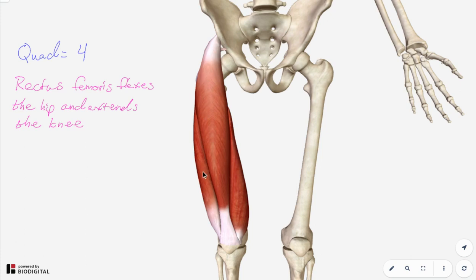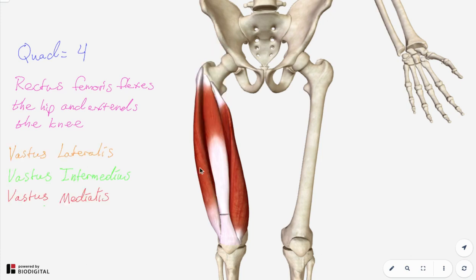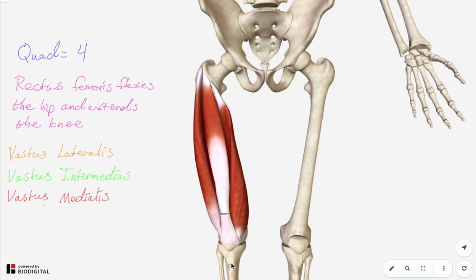both of those joints. The vastus lateralis, vastus intermedius, and vastus medialis all have their origin in the femur, and like the rectus femoris, have their insertion on the tibial tuberosity via the patellar tendon.